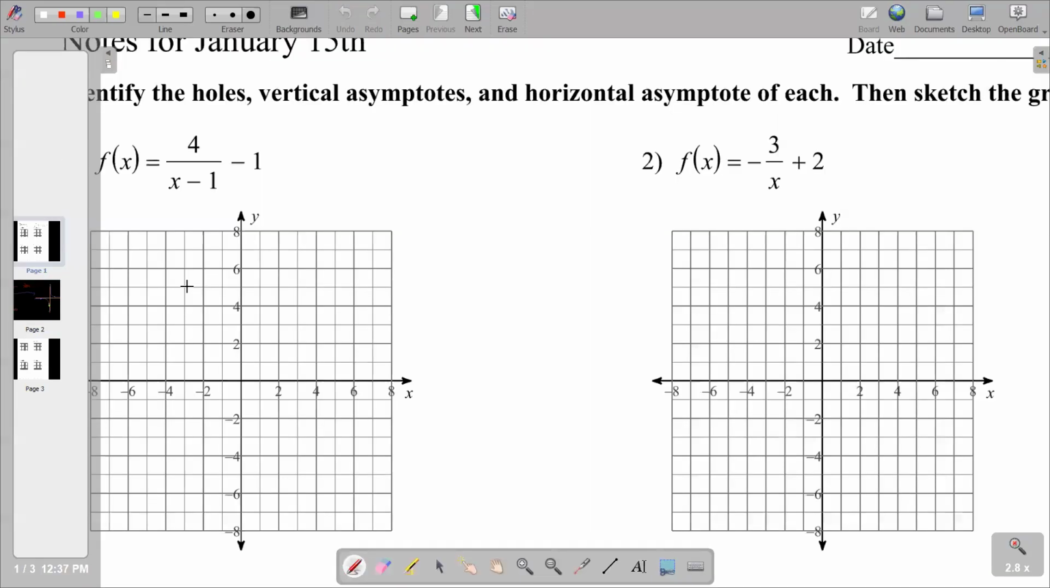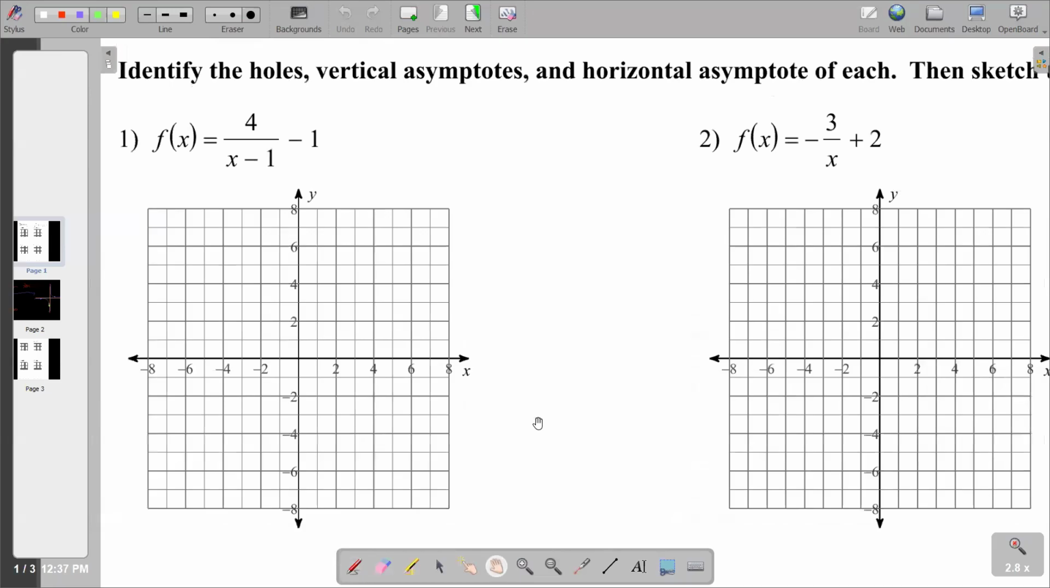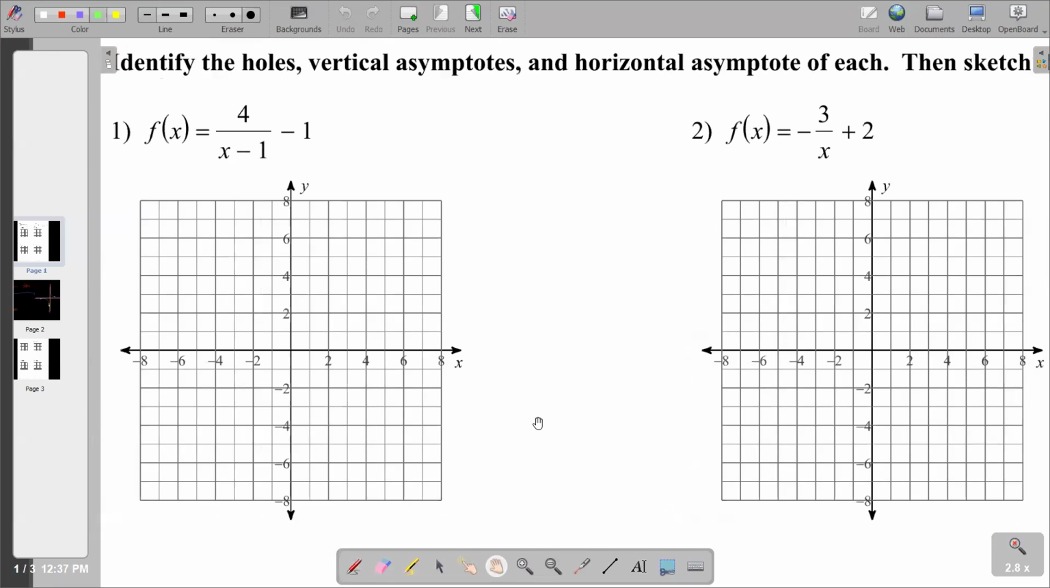Page 1. You already kind of have a picture of it in your mind. There are 3 transformations that we can expect to see here. What's one thing that's different between this and the parent function? It's going to move down 1. What else? It's going to move right 1. And what else? That's going to be a 4 times stretch here, right? So we can kind of already feel all that happening.